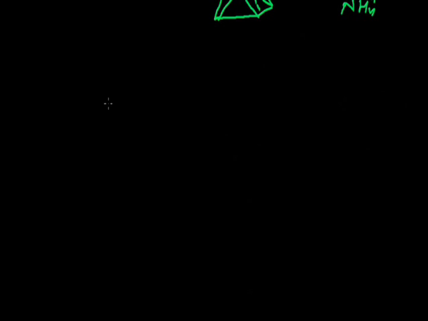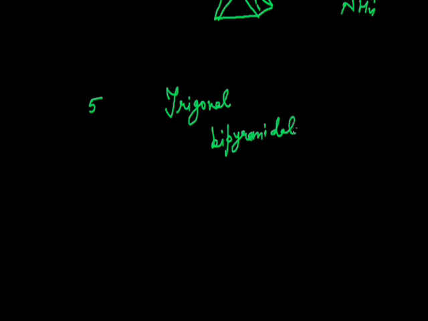Further, if the number of electron pairs is 5, the geometry would be trigonal bipyramidal. Examples are PF5, PCl5. If the number is 6, the geometry would be octahedral.